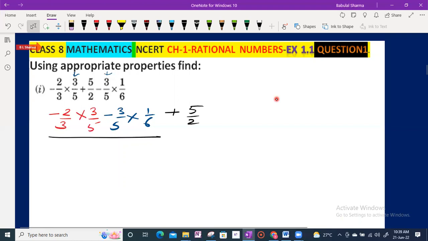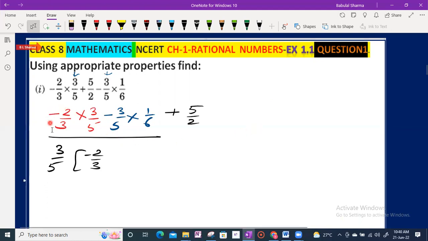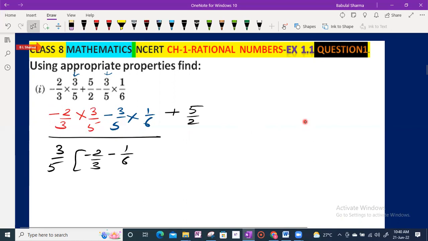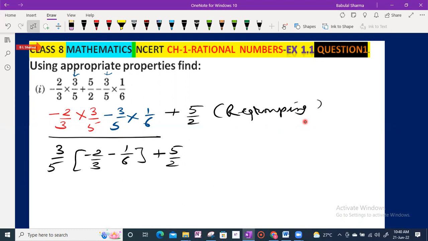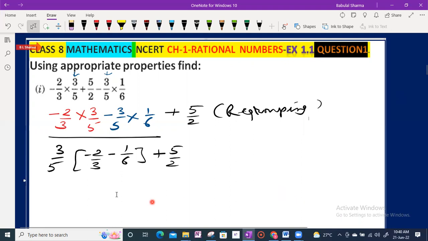So taking common 3/5, that is -2/3, ये -2/3, and this, that is -1/6 plus 5/2. We can write here regrouping. यहाँ पे हमने regroup किया, देखिएगा. And now we know that first of all we can solve the bracket here. हम ये bracket है, इसको simplify करेंगे using distributive property.